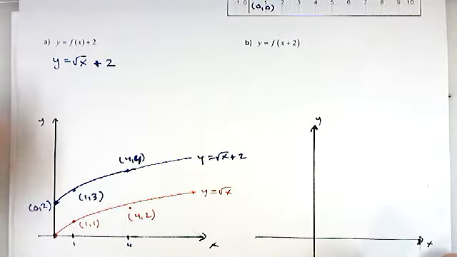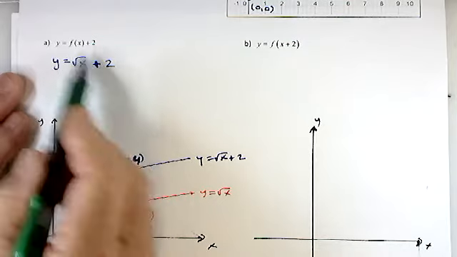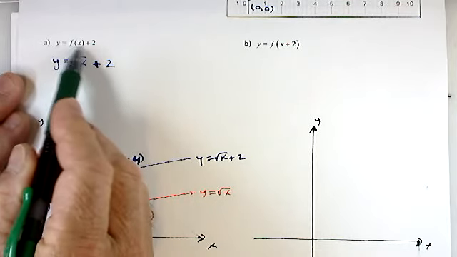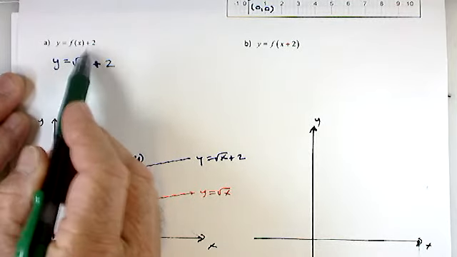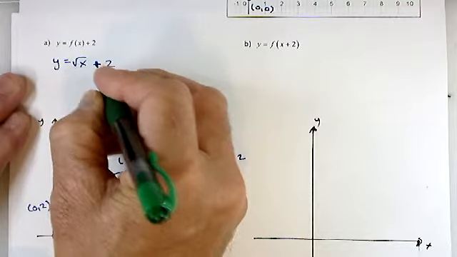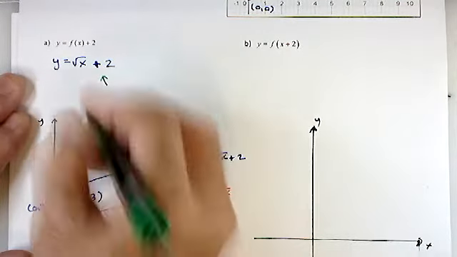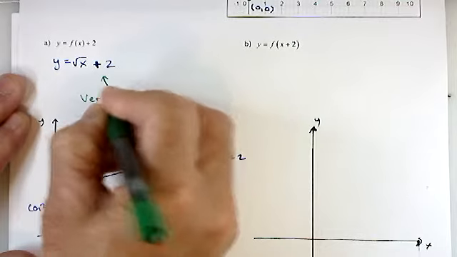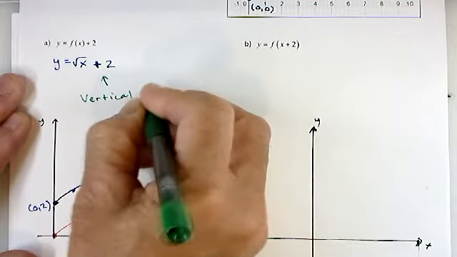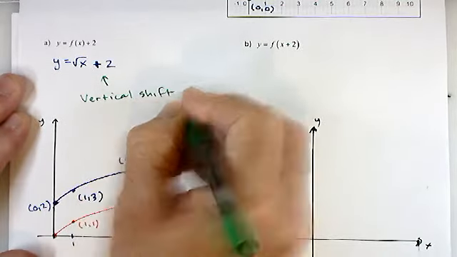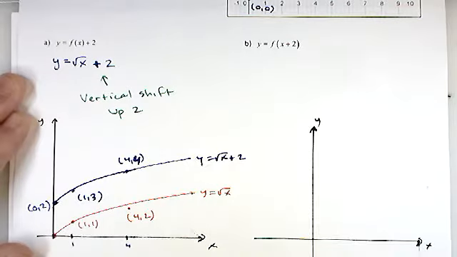And so what we learn from this is by adding a number at the end of a function, if I have an f of x and then I add or subtract, this has the effect of raising my function up or down. We call this a vertical shift. Up 2. It moved my base graph up 2 units.